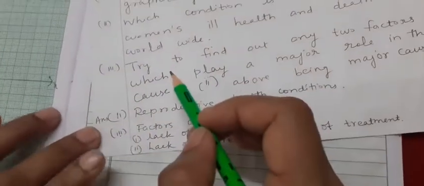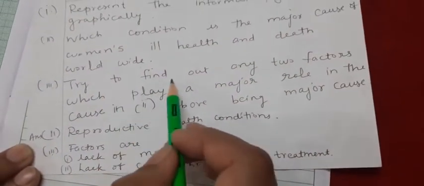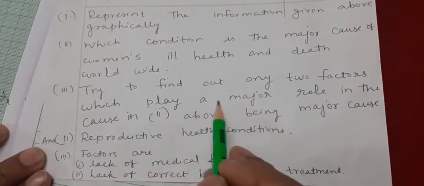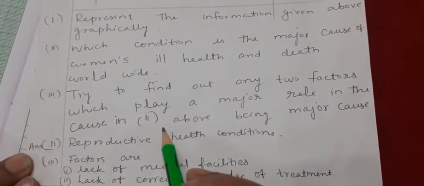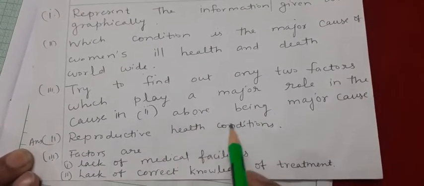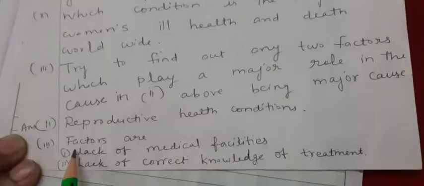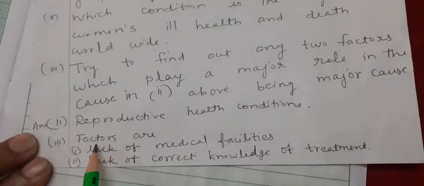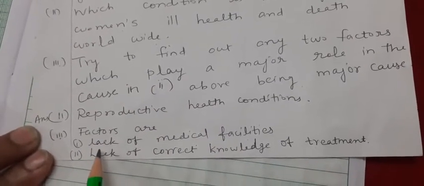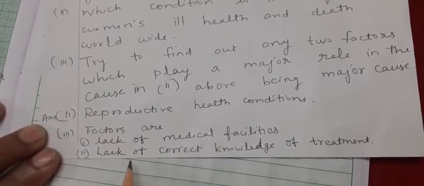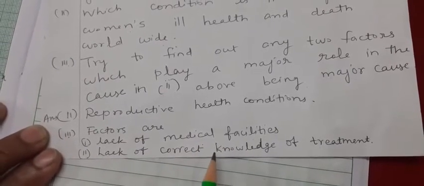Now, third part of the question is, try to find out any two factors which play a major role in the cause, that is reproductive health condition. So you can write many factors. Two factors I have written here, that is lack of medical facilities and lack of correct knowledge of treatment.